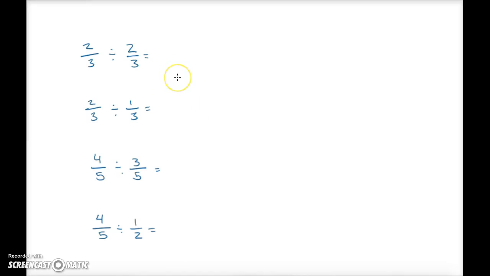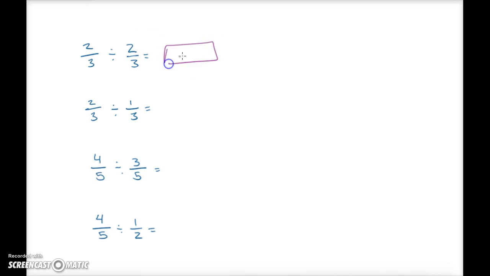Alright, so let's figure out how we're going to divide fractions. We're going to start off kind of simple and kind of work our way to more complex problems. But if I have 2/3 divided by 2/3, this is fairly straightforward. Anytime I have a number divided by itself, even if it's a fraction, it's going to equal 1.